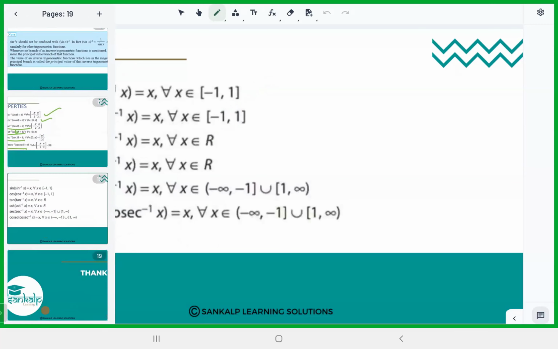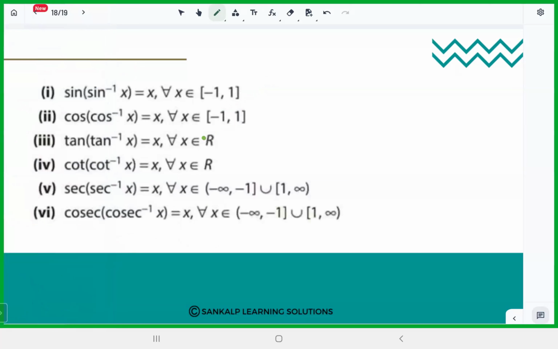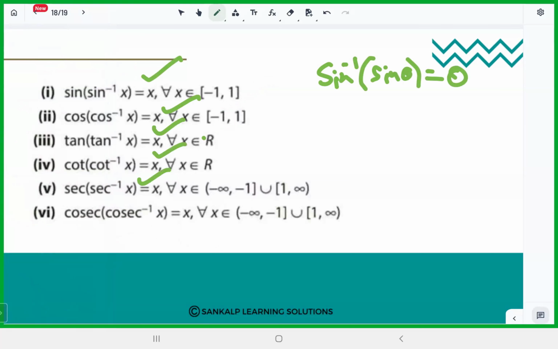And we can say it in reverse also. Sine inverse of sine theta was theta. Similarly, sine of sine inverse x is also x. Cos of cos inverse x is x. Tan of tan inverse x is x. Then cot of cot inverse x is x. Then sec of sec inverse x is x, as well as cosec of cosec inverse x is also x.